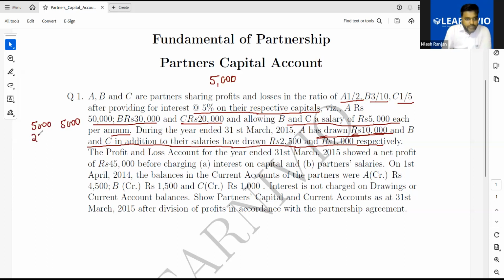B in addition is 2,500 and C in addition to his salary is 1,000. So C withdrew 6,000, B withdrew 7,500. Is this clear? Yeah. Okay.